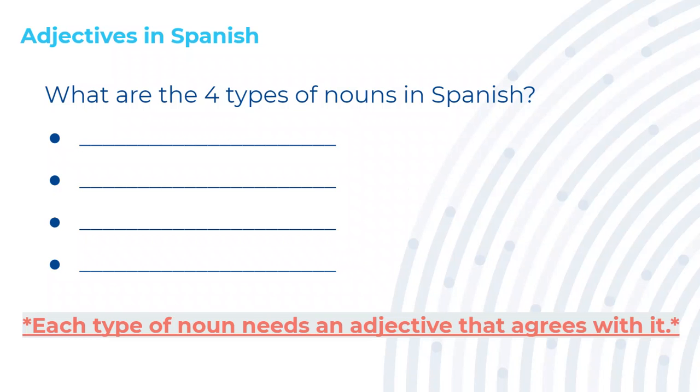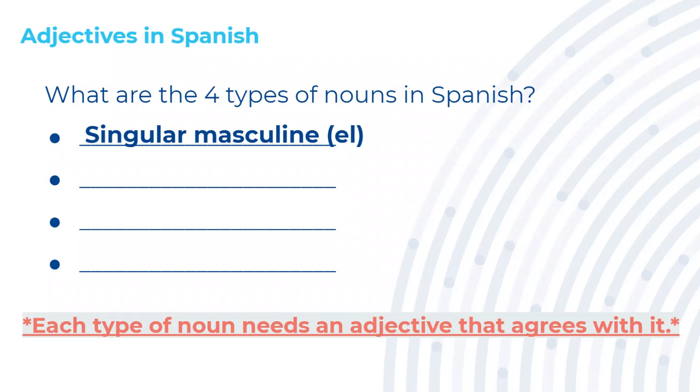Today we're going to talk about how to use adjectives in Spanish. We talked about this in sixth grade, and we're going to continue talking about it because it is very different than how we use adjectives in English. So in order to use adjectives in Spanish, you need to be aware of the types of nouns in Spanish. And there are 4 types of nouns.